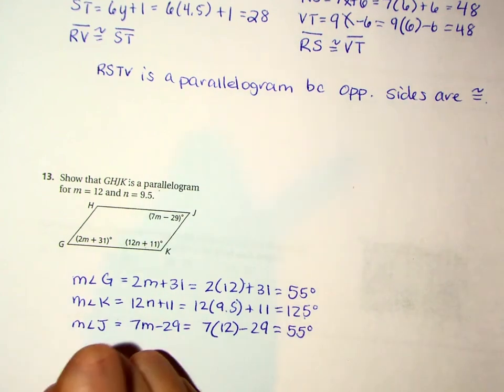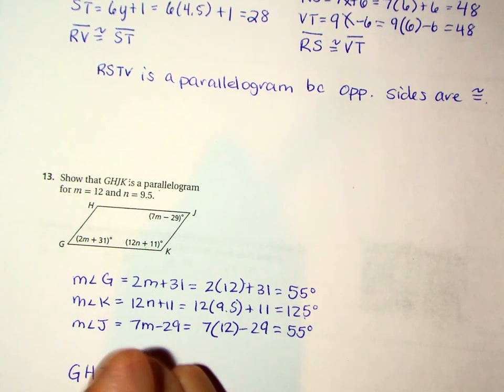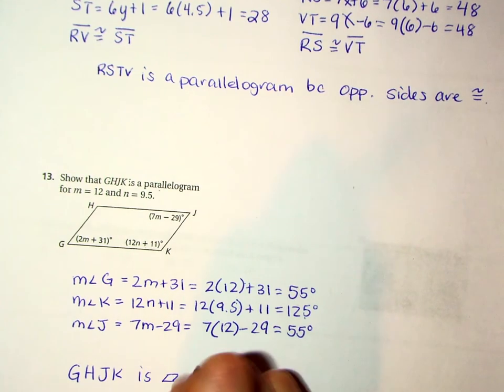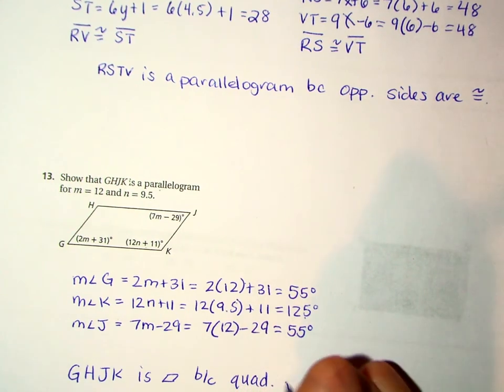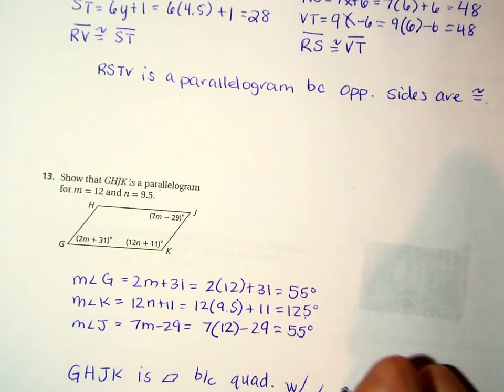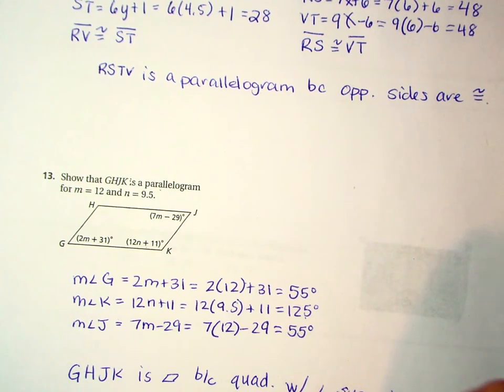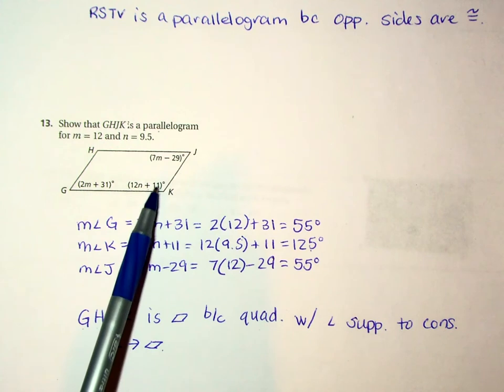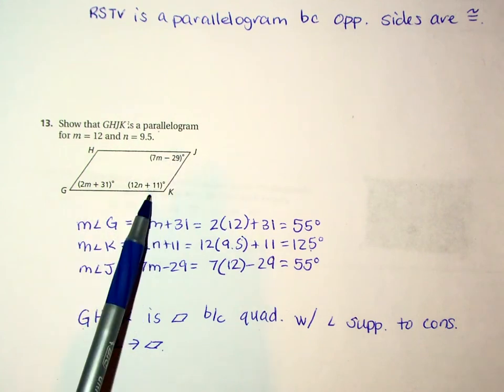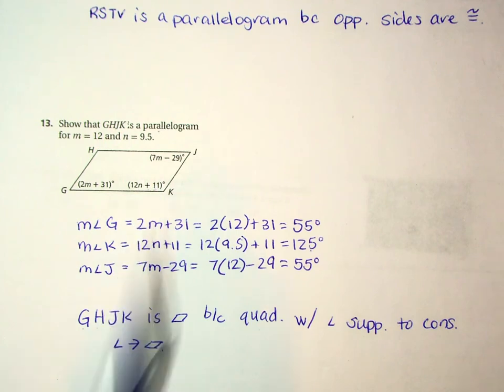So we can now say GHJK is a parallelogram because we have a quadrilateral with angles supplementary to the consecutive angle, which implies we have a parallelogram. So there's your reason. So GHJK is a parallelogram because it's a quadrilateral with the angles that are supplementary, meaning they add up to 180 to this consecutive angle. And because we've got both sets of them equal 180 to this consecutive angle, we've got ourselves a parallelogram.